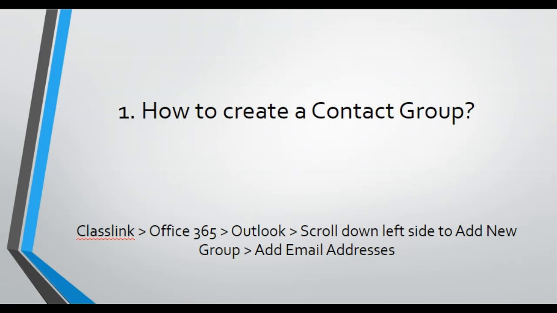So how do we create a contact group? Here's a quick shortcut for you. You go to ClassLink, to Office 365, choose Outlook, and then scroll down the left side to Add New Group, and then add the email addresses. So I'm going to demonstrate that for you now.